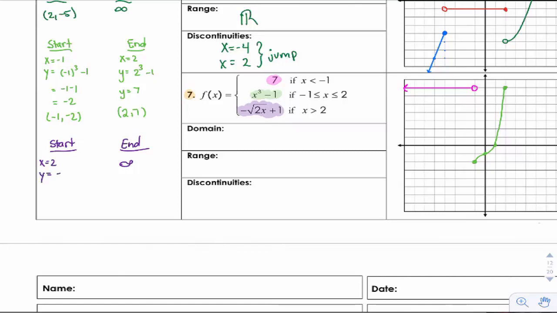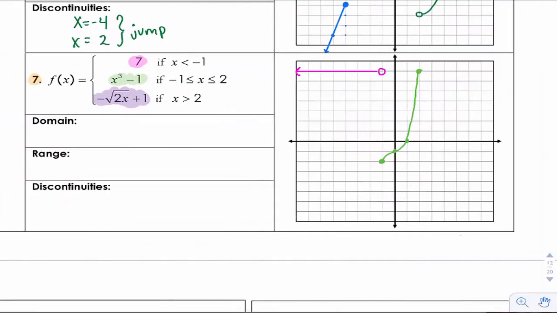So this is going to be negative square root of 2 times 2, which is 4, plus 1. So that is negative 2 plus 1, which is negative 1. So my starting point is at (2, negative 1). So I'm going to plot that point. Okay, and again, notice I put the open circle there.